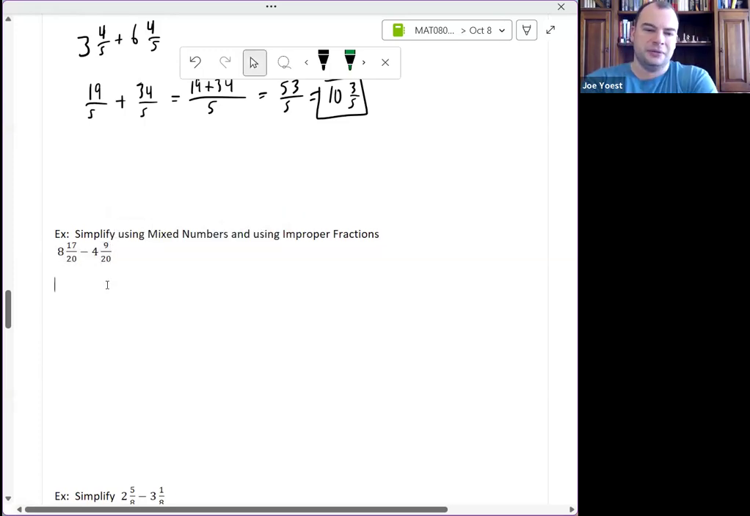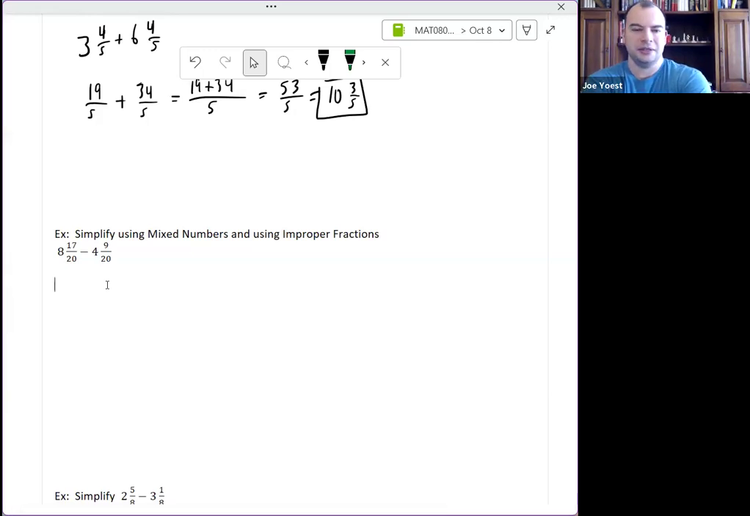Let's take a look at this one. We have 8 and 17/20 minus 4 and 9/20. So let's simplify using mixed numbers. So here I would first look at my fractional parts. I do have a common denominator. Do I have enough 20ths that I possess to satisfy the ones that are demanded of me? I have 17, 9 are demanded of me. Yeah, I have enough. So 17/20 minus 9/20 is 8/20.